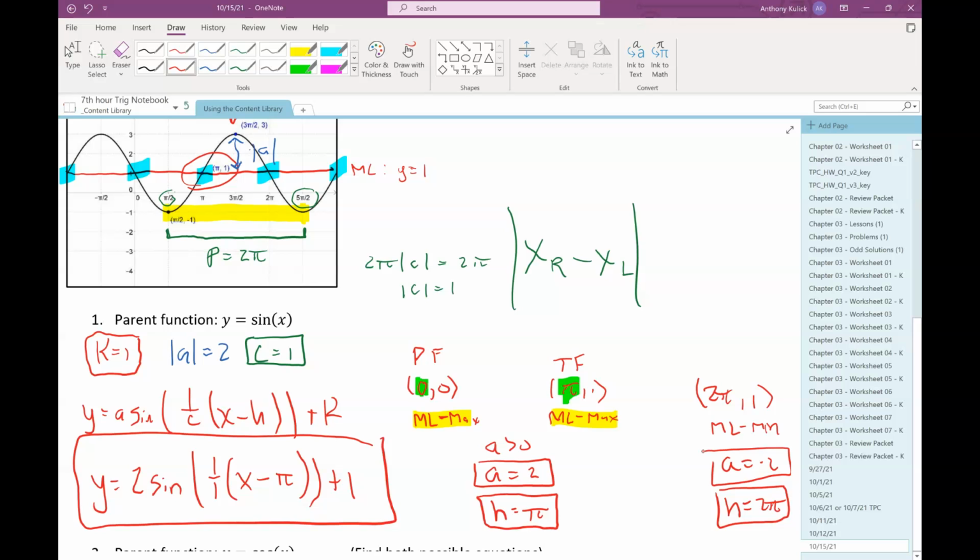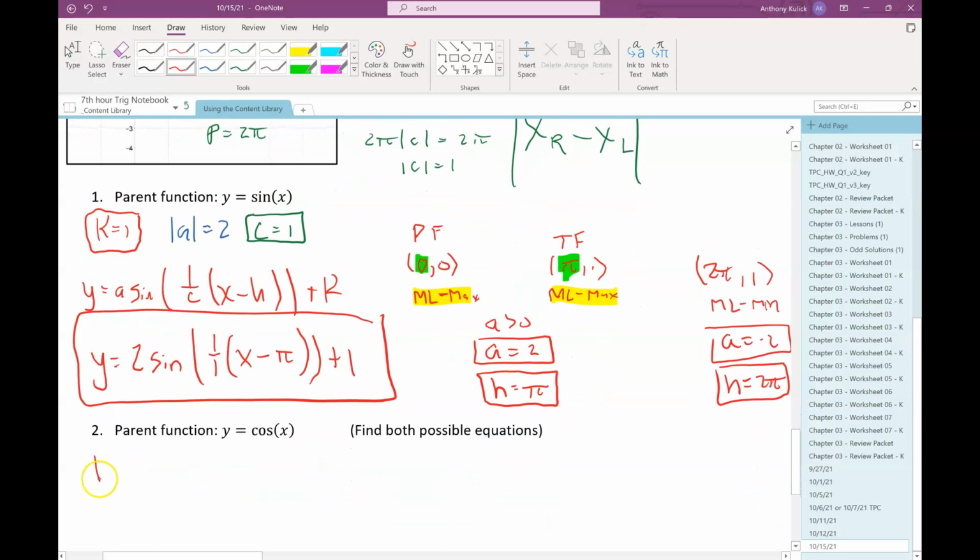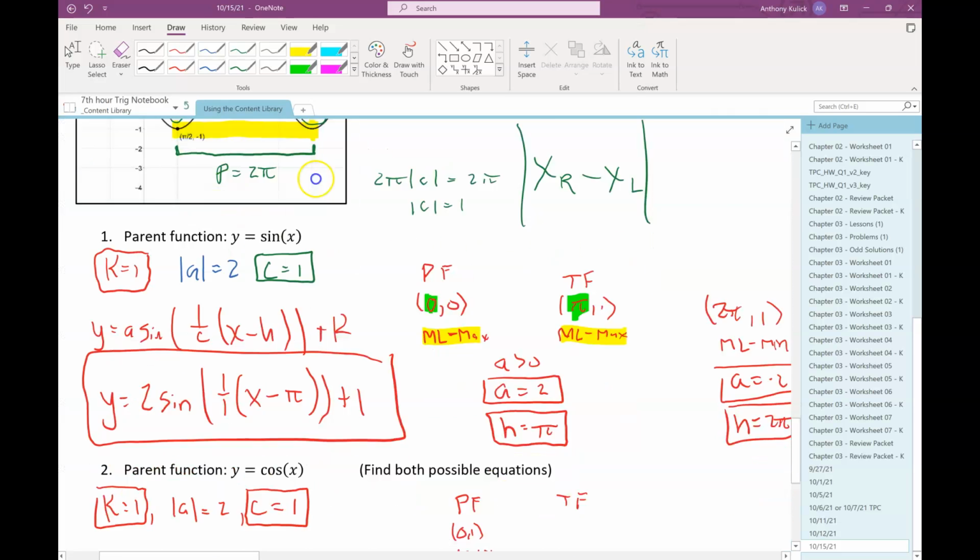How would this change if I was doing the cosine version? It would be harder to find K. No, all that stuff is identical. The K, the absolute value of A, and C are all still the same. The only thing that's going to be different is finding my H and my sign for A.